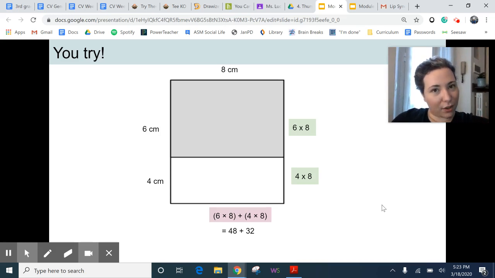Pause the video, go ahead and figure it out. And the total area would be 80 square centimeters.